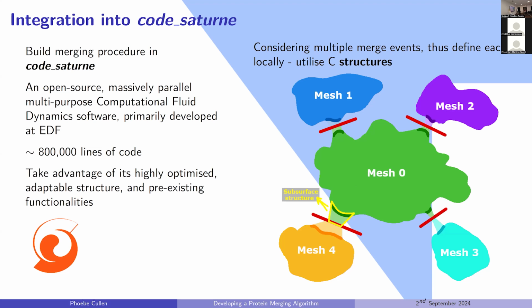Now, as I mentioned before, we want to consider many merging events simultaneously. Therefore, we need to make sure the data's strong data locality is conserved. So we're making sure that each of the subsurface data is stored within individual structures to help in the organization of things.